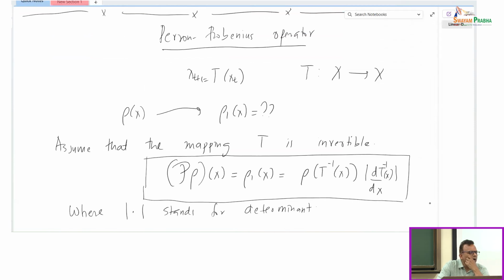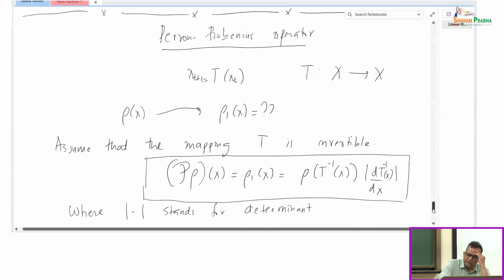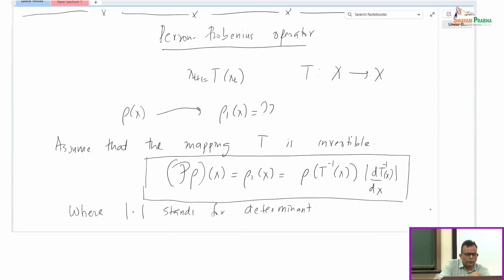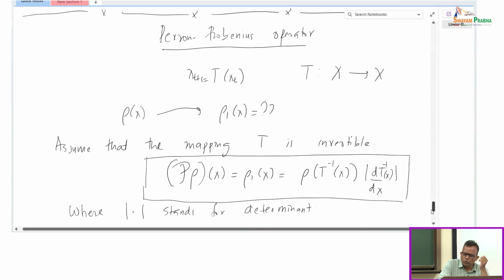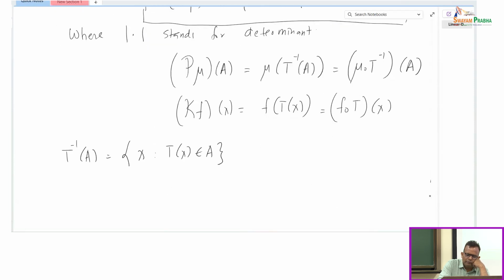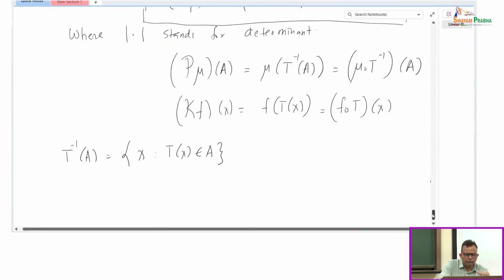If you know about the Radon-Nikodym theorem, it says that for any measure, we can define a function using a Radon-Nikodym derivative. I don't want to get there because I'm not going to use any of this, but those who are interested can read more on that from that book.